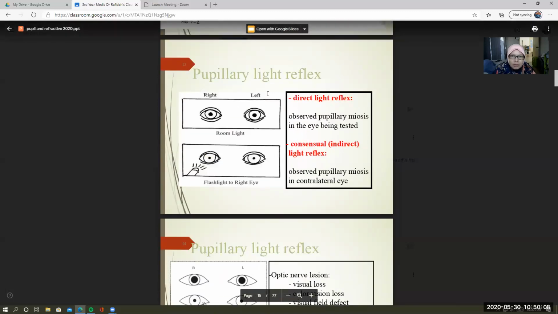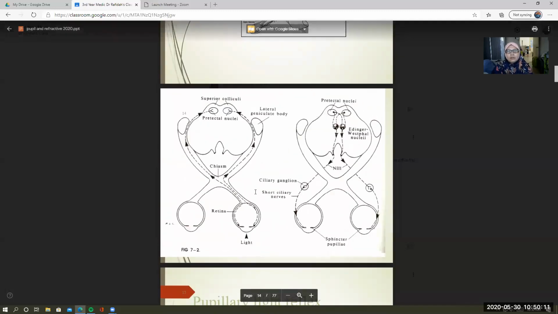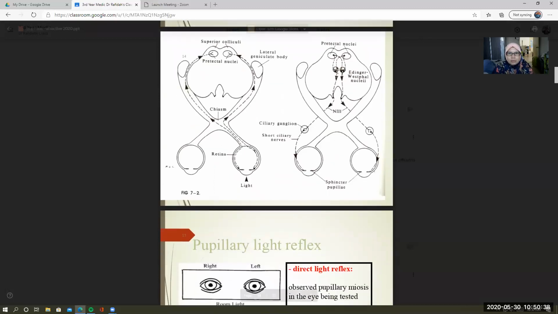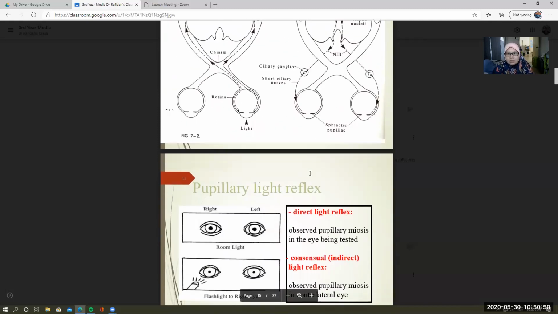Okay, so in this consensual reflex, if all these pathways are intact, the right eye and the left eye should both constrict when you shine even into one eye. Because you can see that it actually divides nicely to the right and to the left. Unless you have a problem here, then the other eye won't constrict. So you must understand that the afferent and the efferent pathways must be intact in order for you to have a good light reflex, direct and indirect.